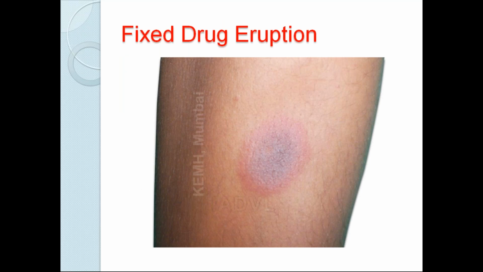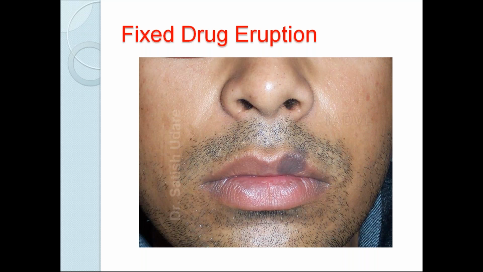So this is a picture of FDE. You'll see a well-defined lesion that is violaceous and the border is erythematous. Here you will see the same kind of lesion over the lip.